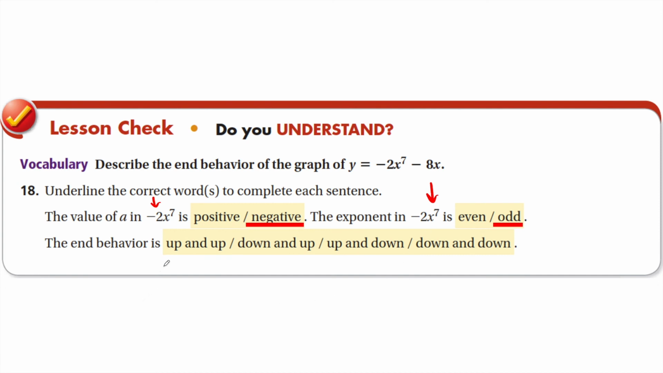And the end behavior, since it is negative and odd, we know that it must start going up and it must end going down because it's going to be going in a negative fashion. And since it's odd, they have to be going opposites. That's why it's up and down.